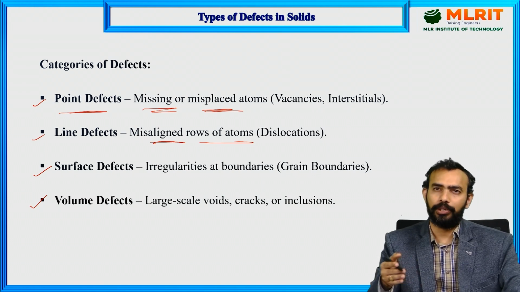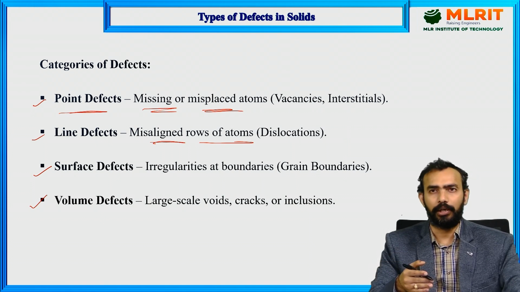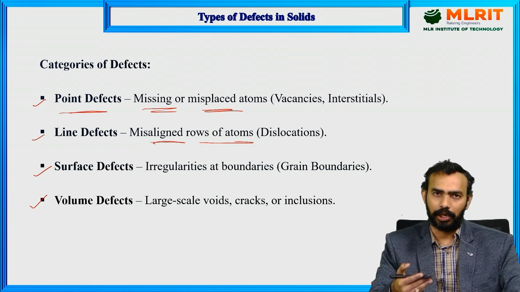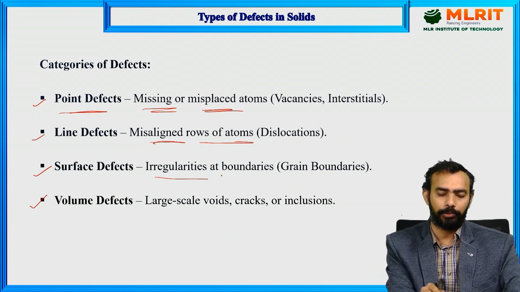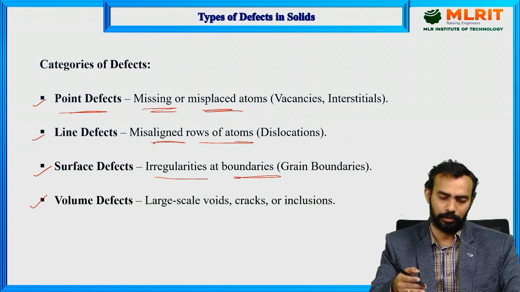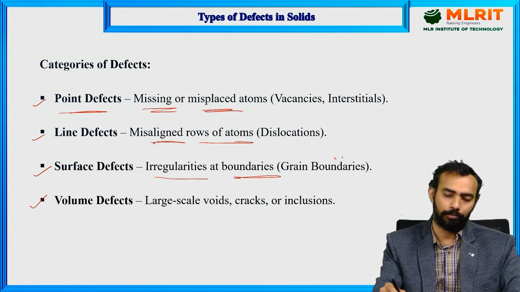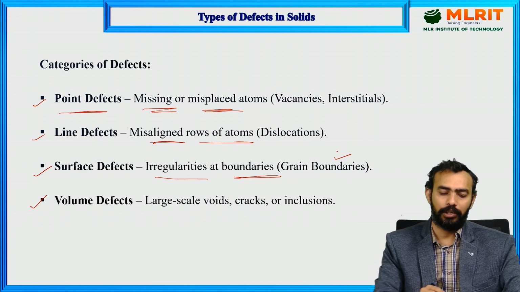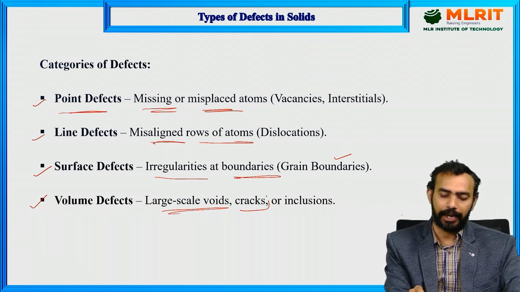So if you notice disturbances in the atomic arrangement, then we can call it line defects. Then irregularities have been observed at the boundaries. These boundaries are mostly in two-dimensional directions. This could be grain boundaries, which are surface defects. And large scale voids or cracks have been observed.